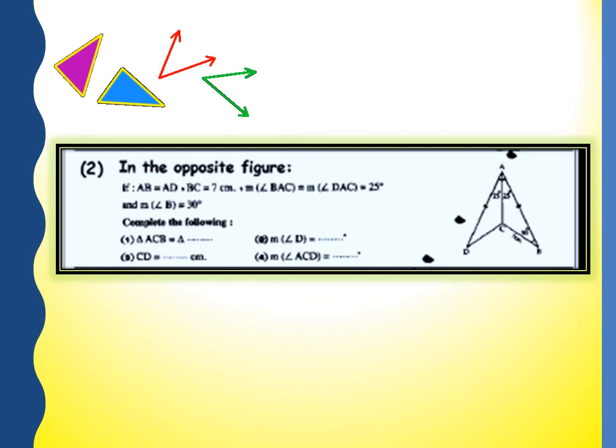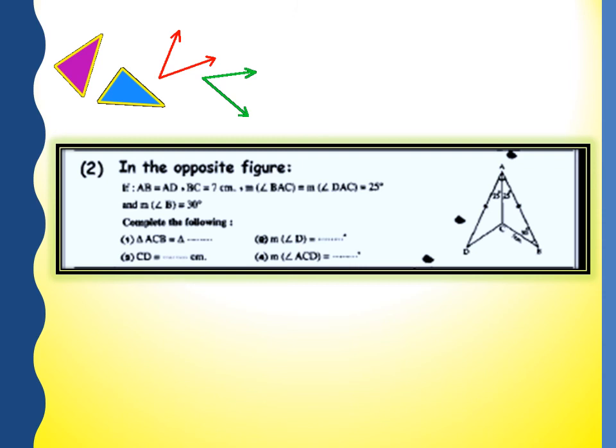In the opposite figure, if AB equals AD and BC is 7 cm, measure of angle BAC equals measure of angle DAC equals 25 degrees and measure of angle B is 30 degrees. I need to complete the following. From this given information, I can say that AB equals AD given, and AC is a common side, and measure of angle DAC equals measure of angle CAB given, each of them 25 degrees. That means these two triangles are congruent, side, angle, side.